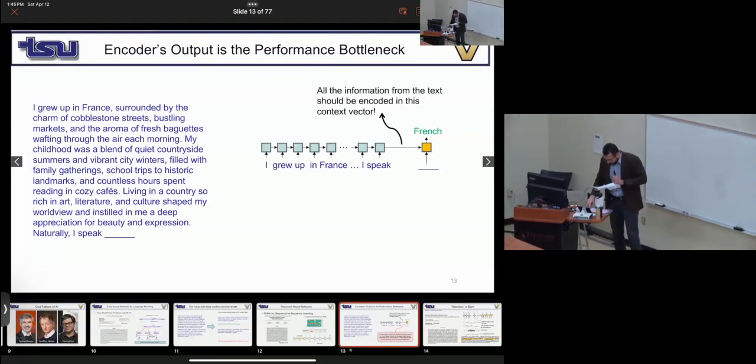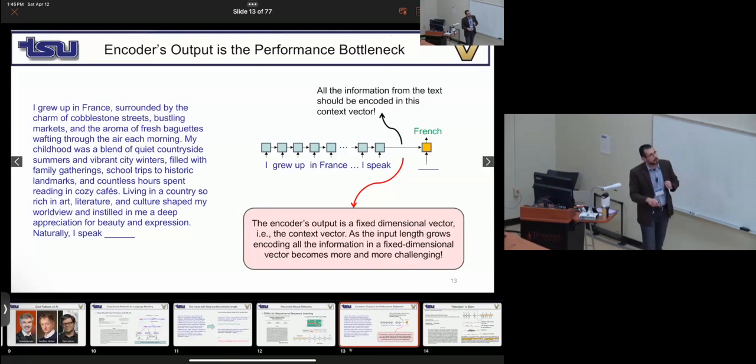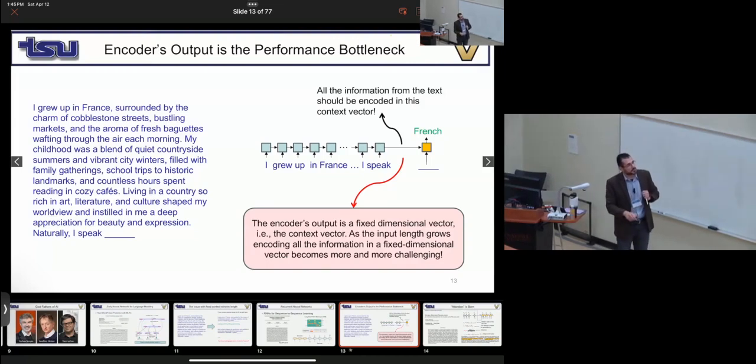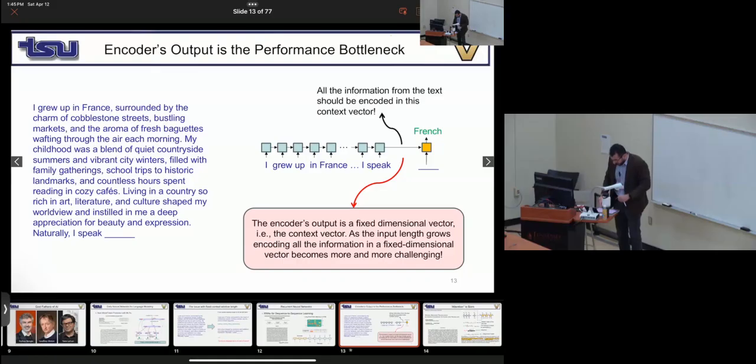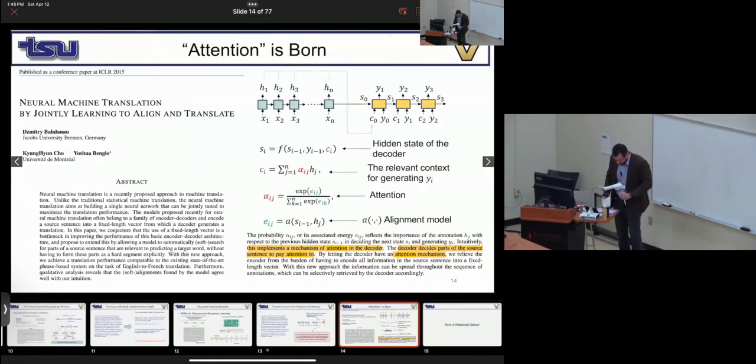And it's going to overflow, like you won't be able to carry all the information. So this was noted. The encoder's output is fixed dimensional. It's usually referred to as the context vector, and it can't hold all the information. Okay. So again, this is 2014.